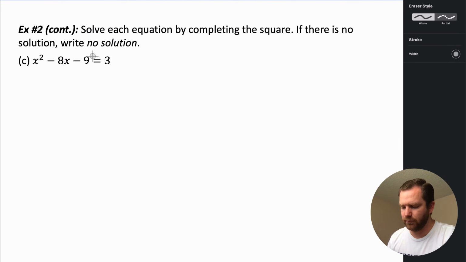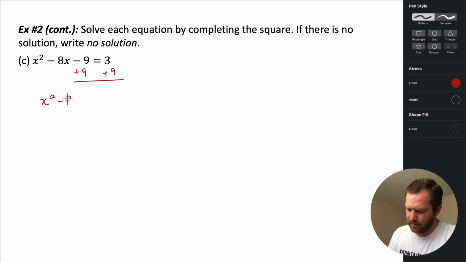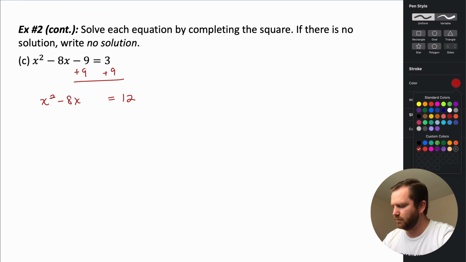We don't have that rule. We have the 0 product property. And so just because the left side is factorable doesn't mean we can use factoring. This one ultimately is not going to be factorable, so we're going to use completing the square. So to complete the square, I need to move this 9. So let's add 9. So adding 9 gives me x squared minus 8x equals 12.